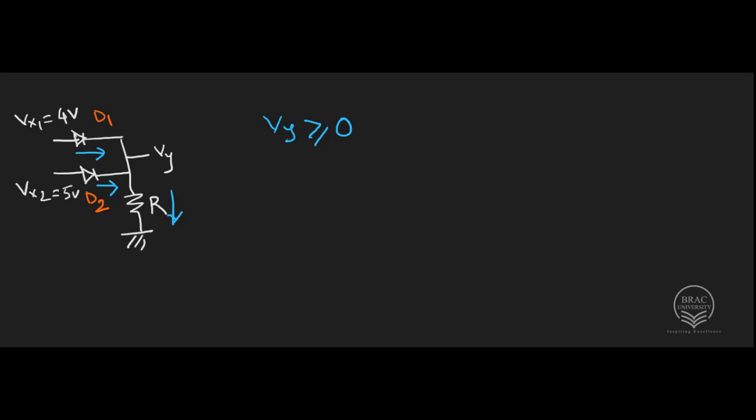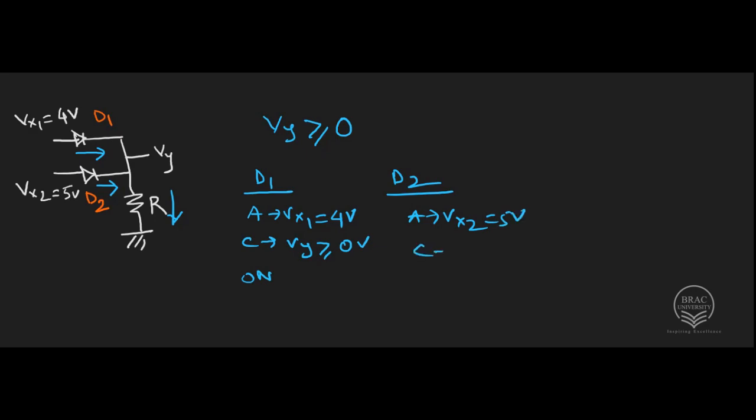Now if Vy is greater than or equal to 0, then for D1 we can write that the anode voltage for D1 is Vx1, that is equal to 4 volt, and cathode voltage is Vy, which is greater than or equal to 0 volt. So D1 will be on as anode voltage is greater than cathode voltage. For D2, anode voltage is Vx2, which is equal to 5 volt. Cathode voltage is again Vy, which is greater than or equal to 0 volt. So these diodes will be on. Now if we represent both of these diodes with short circuit as both of them are on, then the circuit will look something like this.